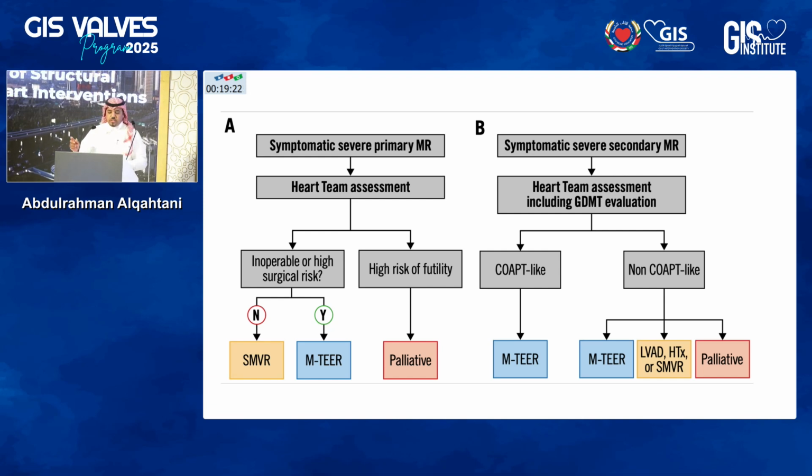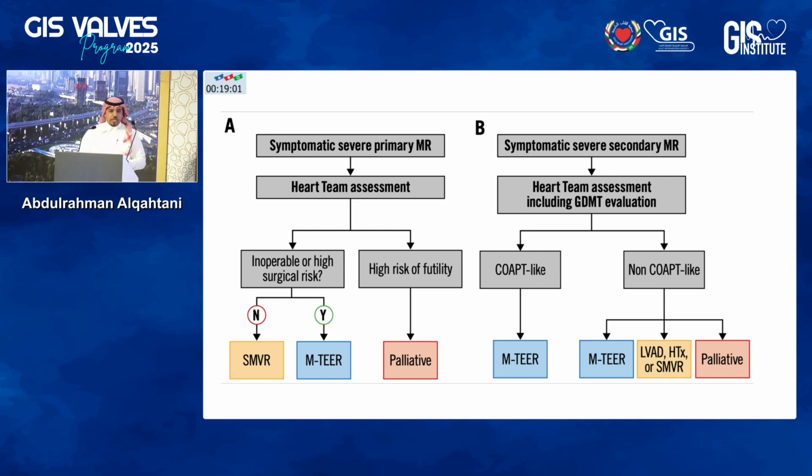And for secondary MR, if they are COAPT-like, then the best approach is also to consider TEER. And if they are not COAPT-like profile, then you still can consider giving them an option of TEER, and we'll talk about that shortly. But the other option is advanced heart failure management, including LVAD or heart transplant.